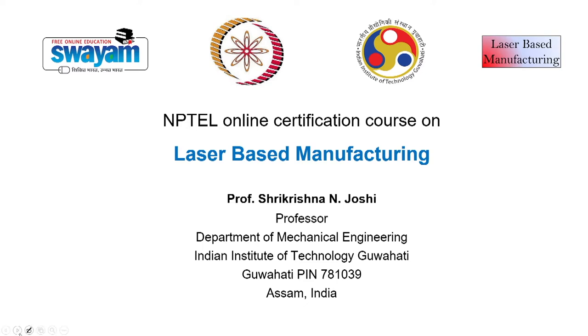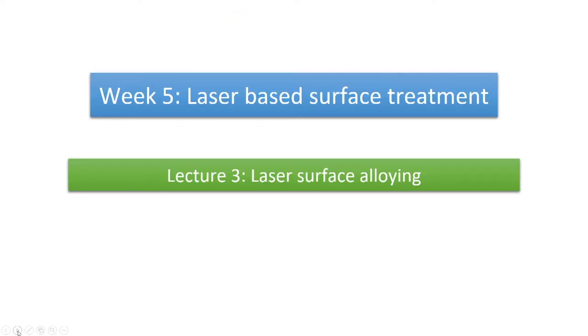In the second lecture of this week, we have seen the hardening process by using lasers in detail. Well, in today's lecture, we will be studying the next surface treatment process, that is laser surface alloying. Laser surface alloying is a very prominent and useful surface treatment process, and we will be studying how it is helping to improve the properties of the material.